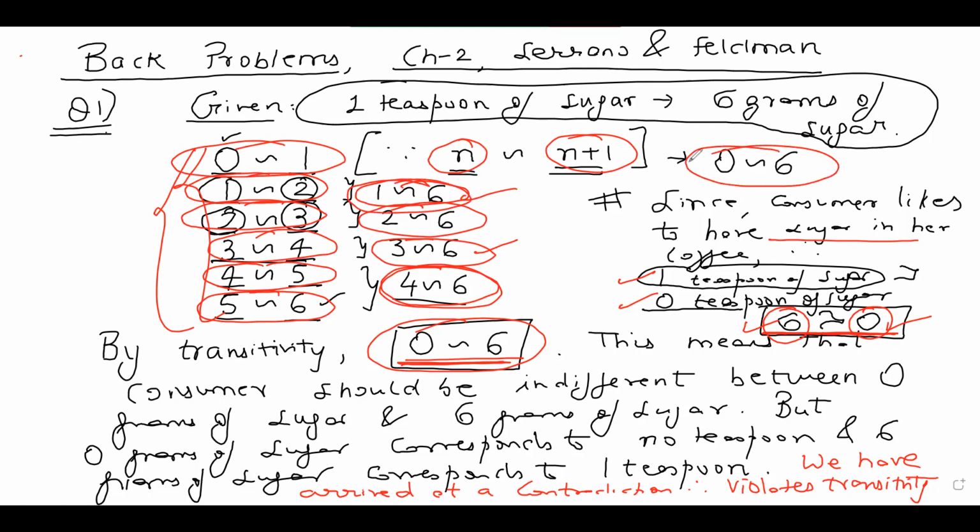By transitivity, you should be indifferent between 0 and 6 grams. But then you are saying that you prefer 6 over 0 grams. You have contradicted yourself. Transitivity axiom is violated.